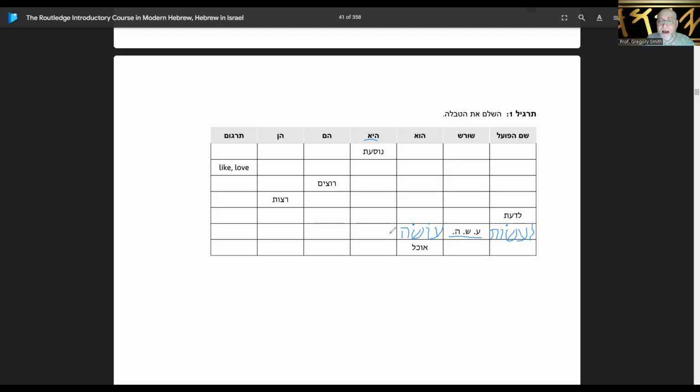Okay, so she is making or doing. It would be osa. Okay, osa. She is making or doing. And then we would have hem, which means they, masculine plural. It would be osim. With the yod mem suffix format, they are making or doing. And then what do we have for hen? Osot.